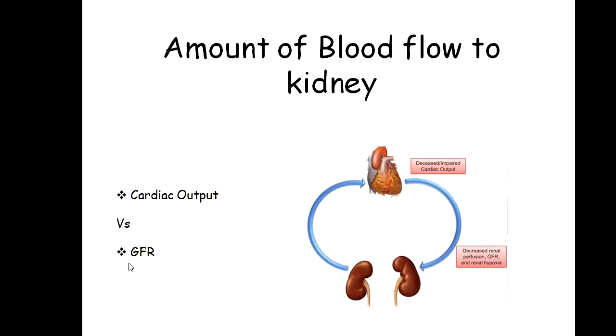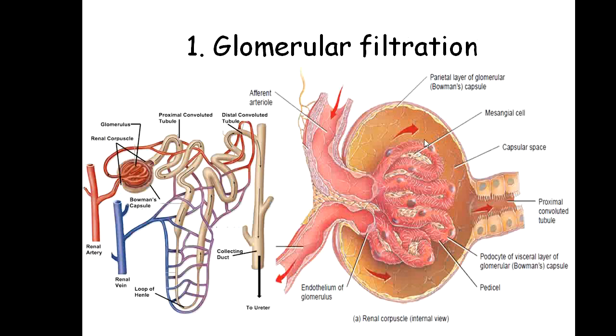If someone asks you what is the value of glomerular filtration rate, in a normal adult this is 120 ml. Glomerular filtration rate is the rate of filtration of blood in the glomerulus, or the filtration of blood in the renal corpuscle per minute. That is glomerular filtration rate, and that is 120 ml. So out of 5 liters of cardiac output, 120 ml of filtrate reaches the Bowman capsule.